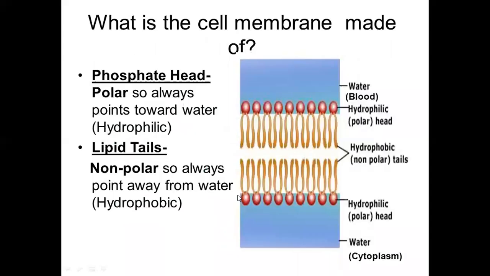Now, what is the cell membrane made up of? Phospho head, which is polar in nature, always points towards water, which means it is hydrophilic, that is water loving. Now, lipid tails, which are non-polar, always point away from water, which means hydrophobic, water hating in nature. You can see that phospho head is in connection with the water because it is water loving in nature, and lipid tails are hydrophobic in nature, so they are not in connection with the water.